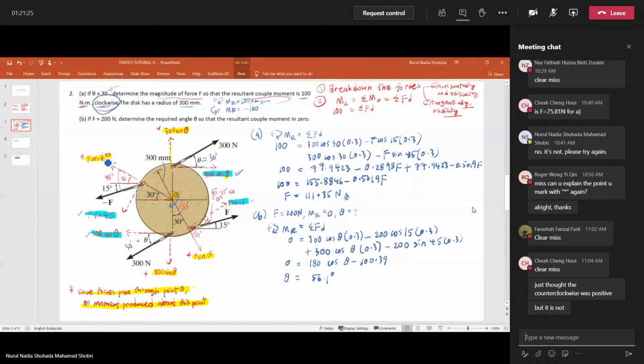Okay. But if you guys define the moment direction to be anti-clockwise, then you guys have to change the value from 100 to negative 100 because it's opposite directions. So it should be indicated by using the negative sign. Okay. So if you guys have no problem with questions number 3 and number 2, so we will proceed to questions number 3.